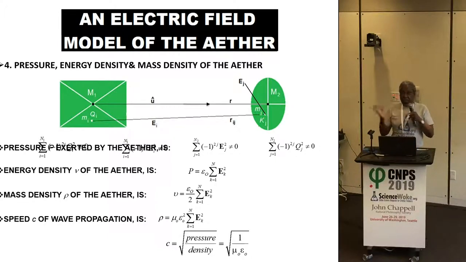But this pressure is balanced, so we don't feel it, just like the atmospheric pressure. It is there: 14.7 pounds per square inch, 76 centimeters of mercury, but we don't feel it. I can make an analogy with the atmosphere. So the ether has pressure, energy density, and mass density, and it supports effective propagation of a wave at the speed of light.